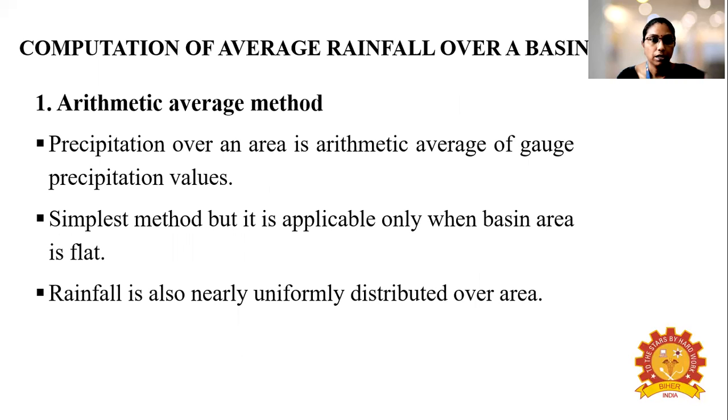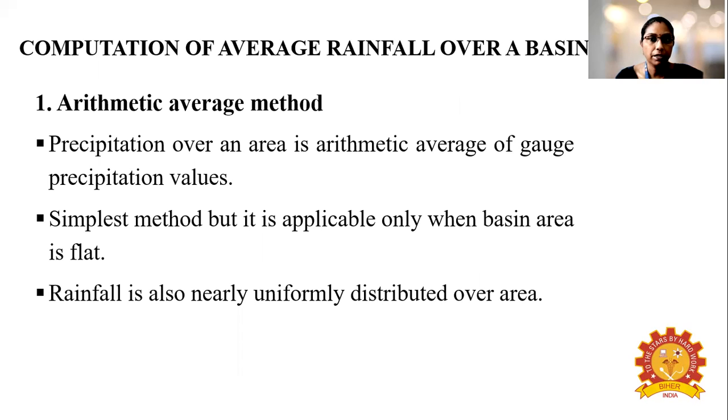The first one, arithmetic average method. This method is used to measure the rainfall over an area by using the rainfall values that are recorded in the rainfall gauge station using the equipment called rain gauge, and it is one of the simplest methods used to calculate the average rainfall.